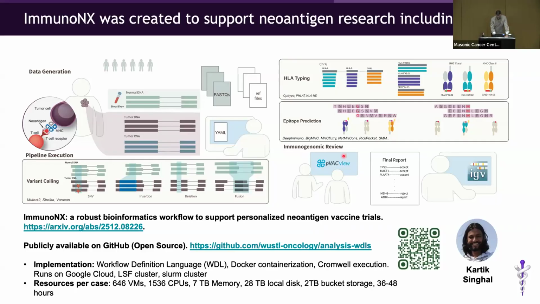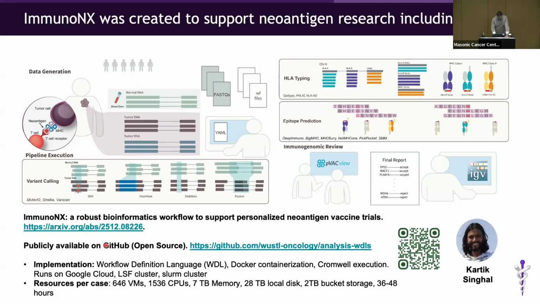On the top here is another depiction of this workflow, where we start with raw sequence data in FASTQ format. We set up an automated pipeline run that really tries to do a lot of what I described: HLA typing, epitope prediction, variant calling, all of these steps as quickly and in as automated a fashion as possible, but not completely automated, as I will discuss.